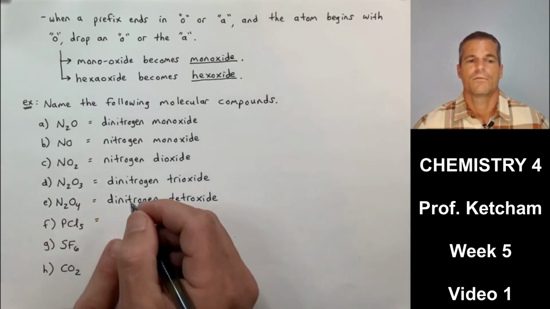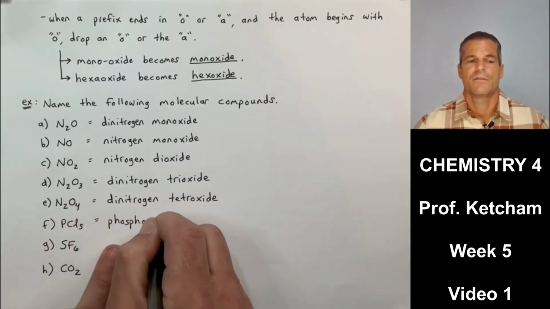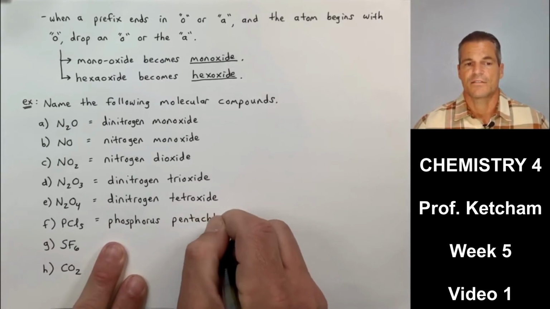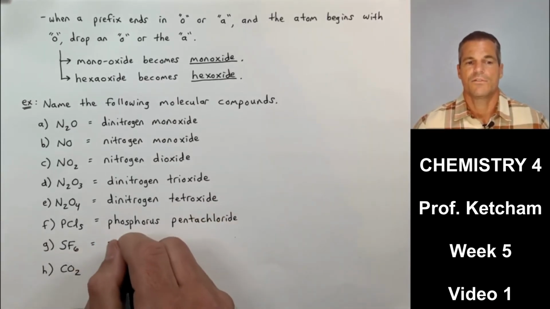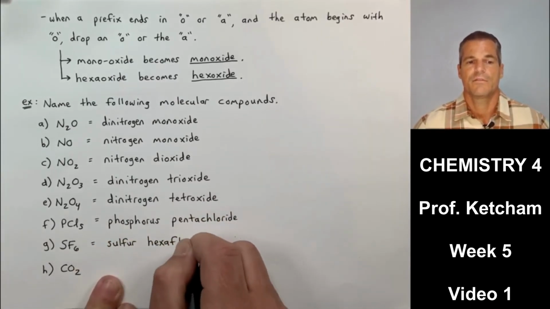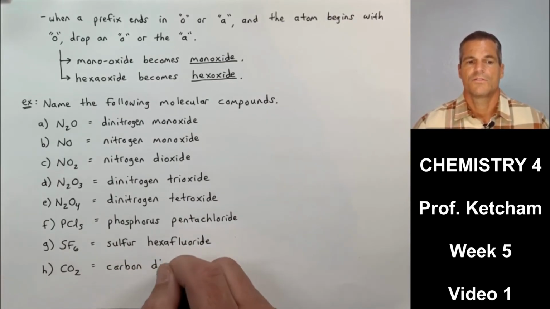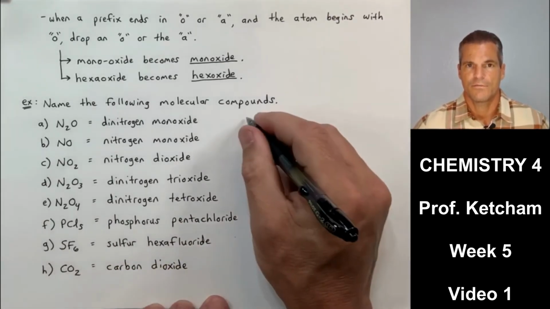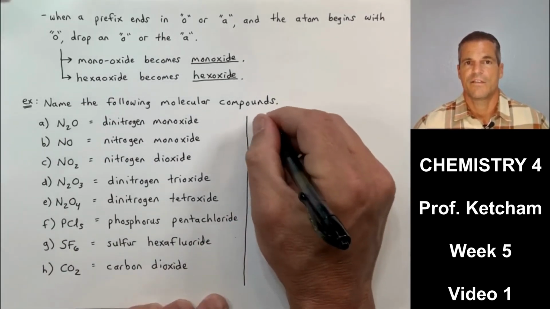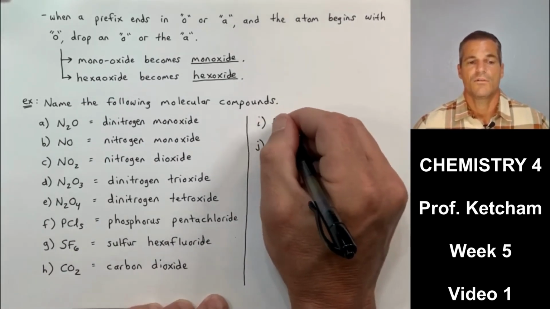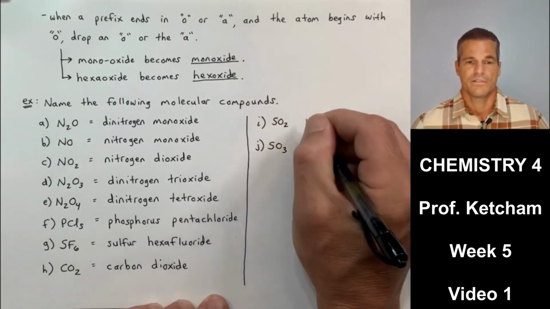A few more. F, PCl5. G, SF6. Next one, CO2. So PCl5, phosphorus pentachloride. Sulfur hexafluoride is going to be SF6. What's CO2? Most of us know that one anyway. Carbon dioxide.